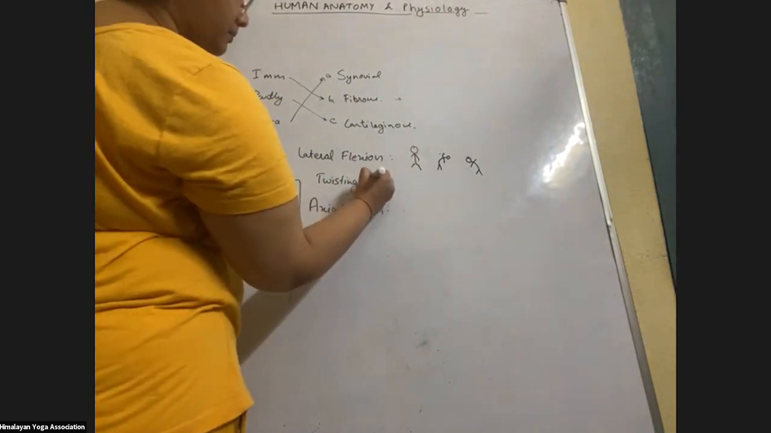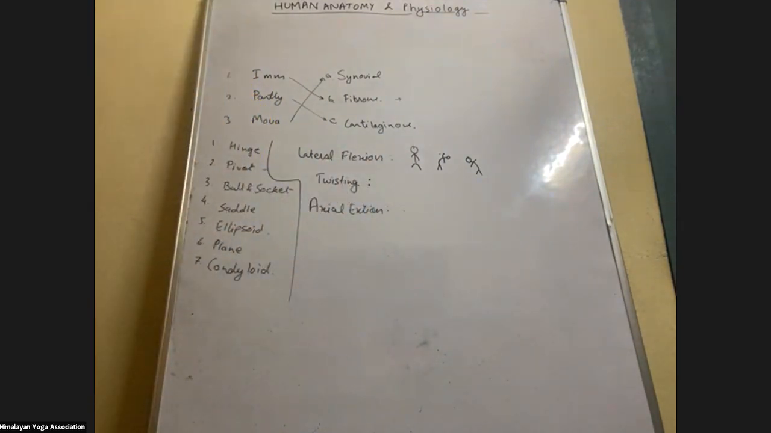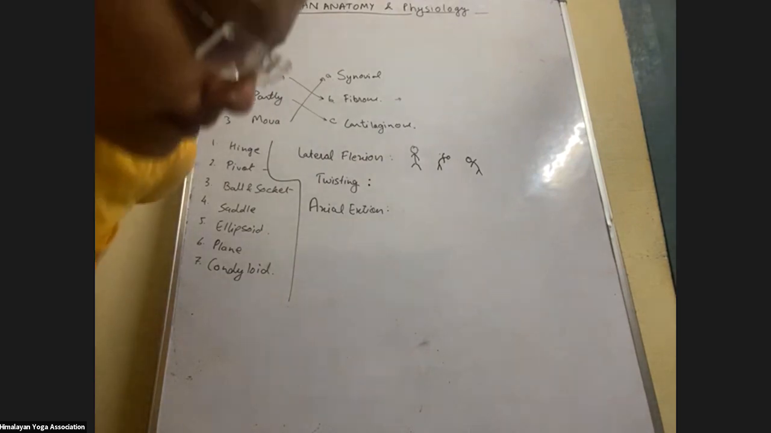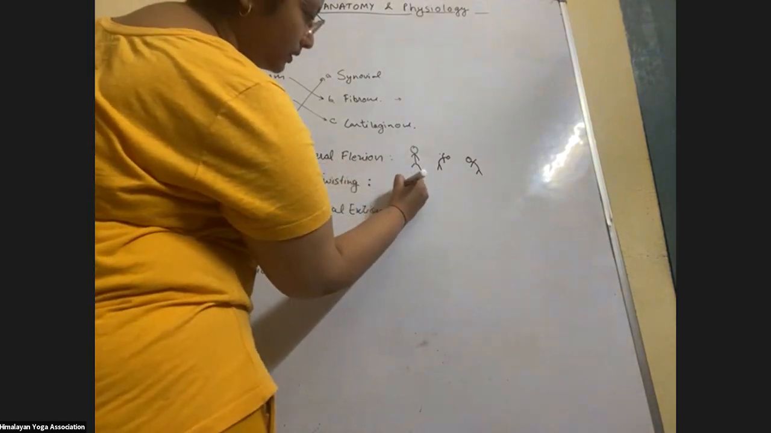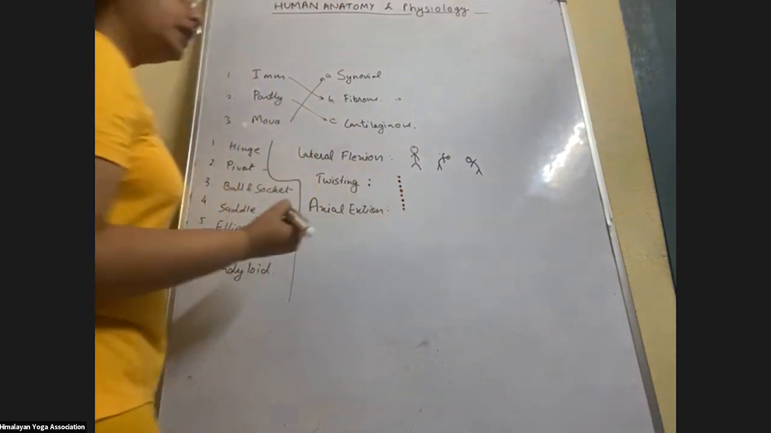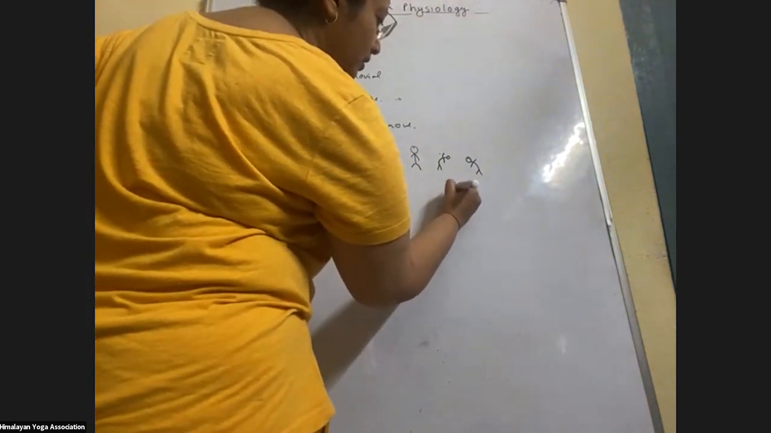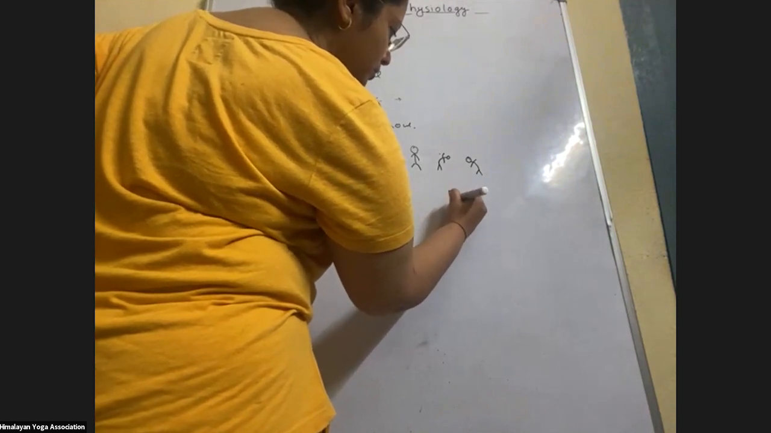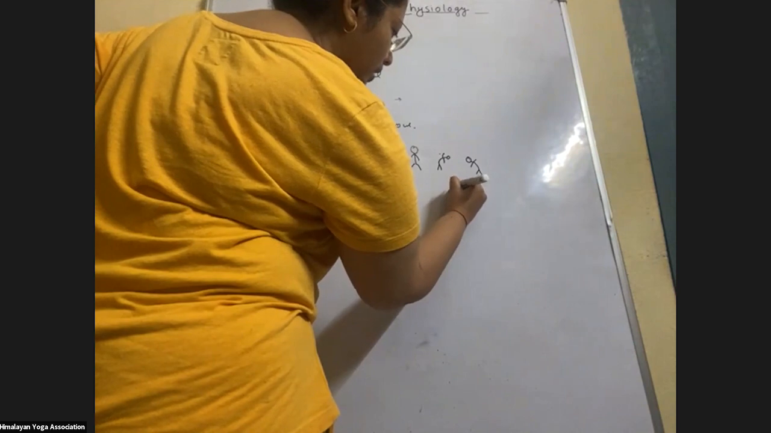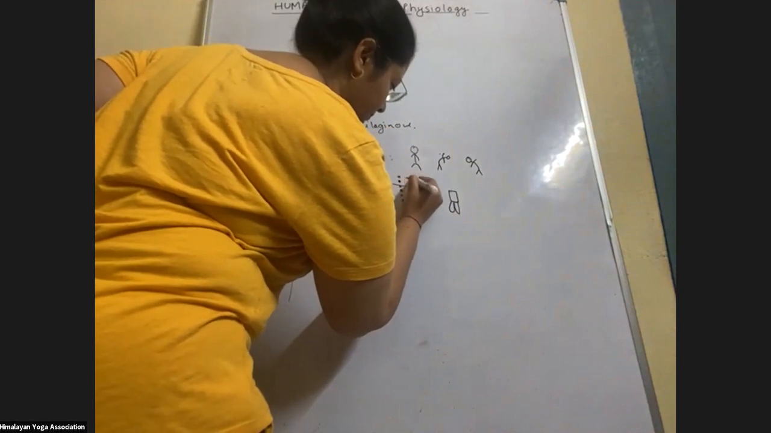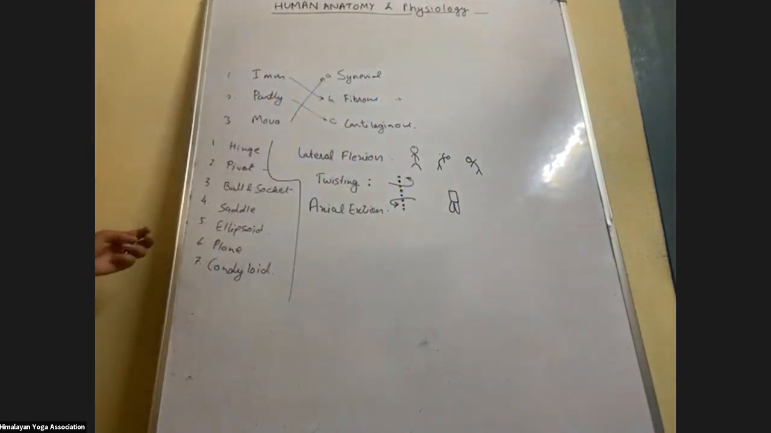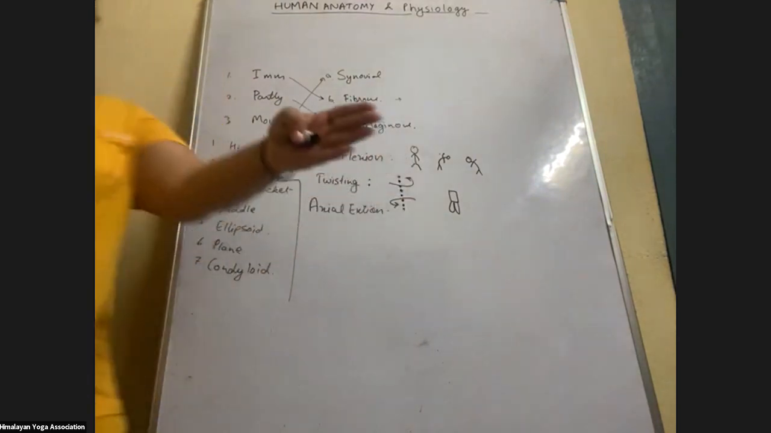Now twisting. What is twisting? Actually a rotation from the middle. A rotation of the center. It's a twisting of the spinal cord. Suppose this is the spinal vertebral column. So in this pose, this is the torso. I don't know how to draw this diagram. This is twisting of the spinal cord.